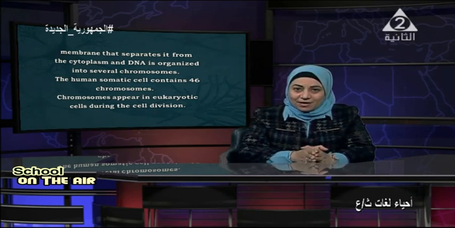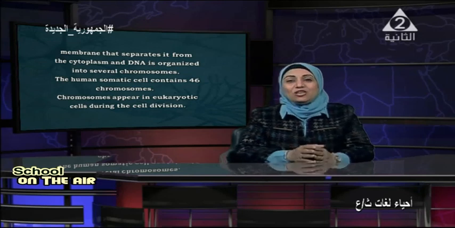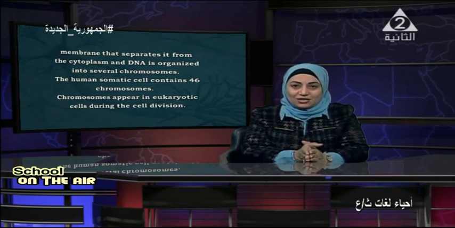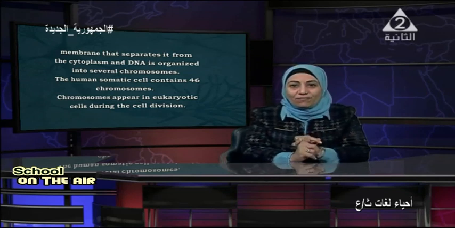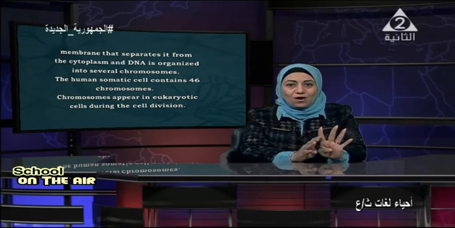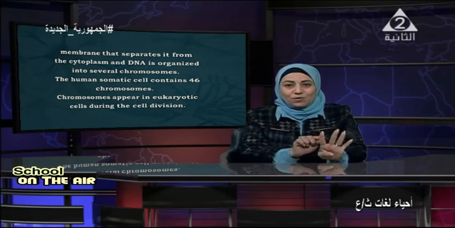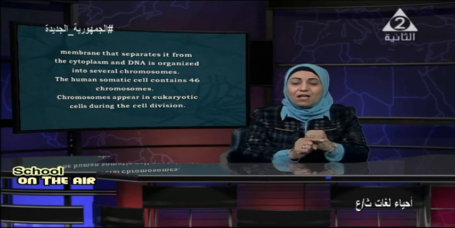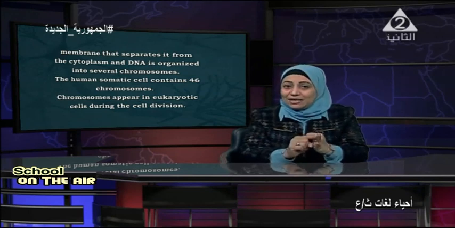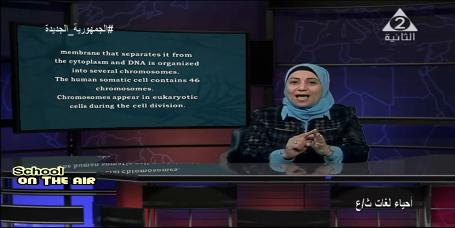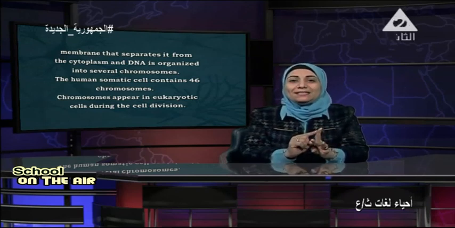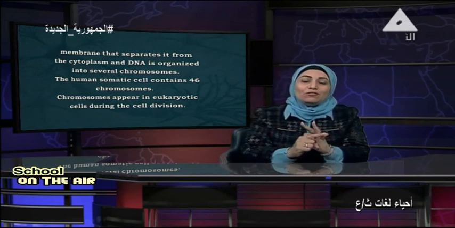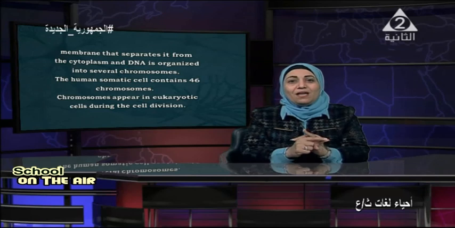the nuclear membrane. Now, what is the structure of the nucleus? We studied in the last session that the nucleus consists of 4 structures. Number 1, nuclear envelope or nuclear membrane. Number 2, nucleolus. Number 3, nucleoplasm. Number 4, chromatin reticulum. The nuclear membrane separates the components of the nucleus from the cytoplasm.